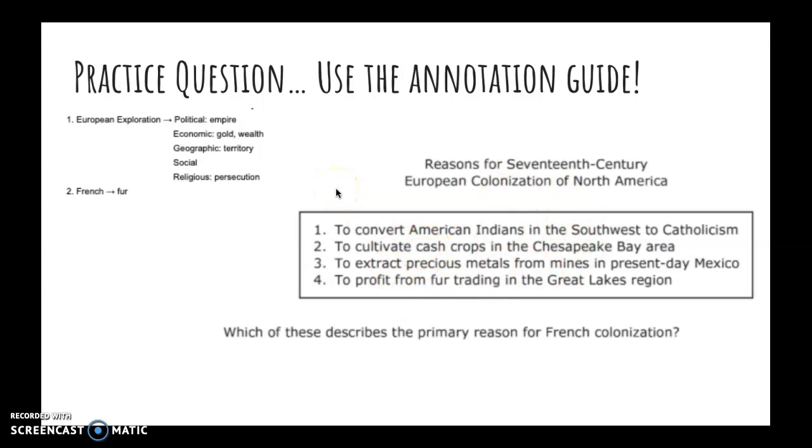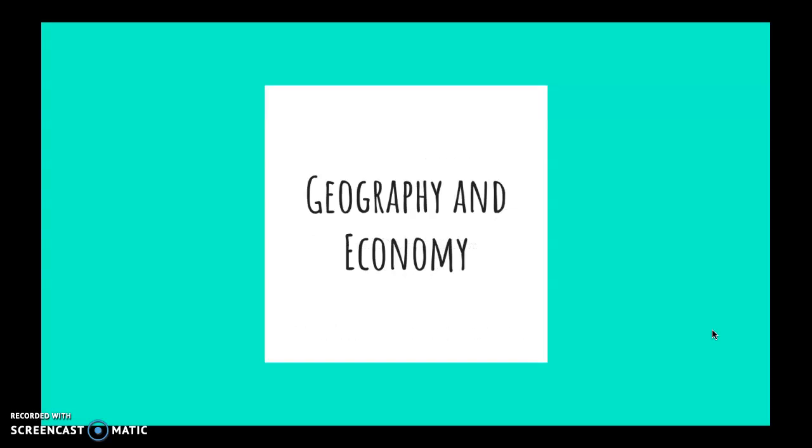Number 1 says to convert American Indians in the Southwest to Catholicism. 2, to cultivate cash crops in the Chesapeake Bay area. 3, to extract precious metals from mines in present-day Mexico. Or 4, to profit from fur trading in the Great Lakes region. Seriously? Seriously. Good job. Next up, let's talk about geography and economy.